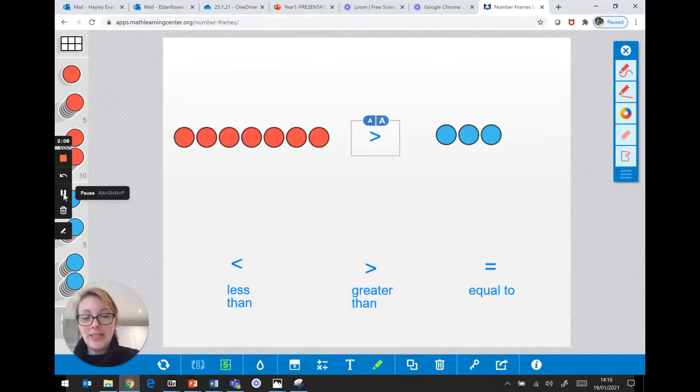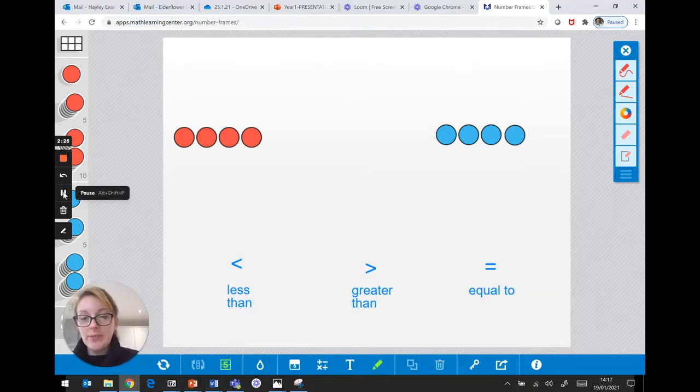Okay, well done if you said greater than. 7 is greater than 3. So this time the crocodile is facing towards the 7. Again, the larger number, that crocodile always eats the larger number. So 7 is greater than 3. Okay, let's try one more.